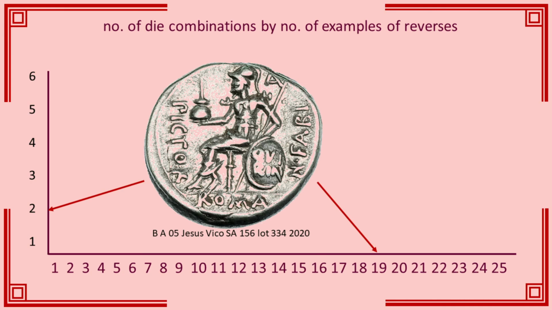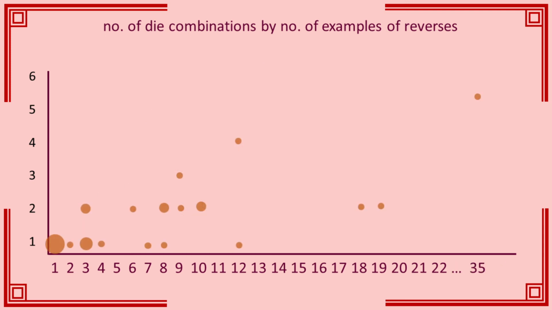This is a slightly more complicated plot of 3 pieces of information. Take, for example, the reverse marked A. There are 19 examples of this die known to me. It is known from 2 different die combinations, obverse A with reverse A and obverse B with reverse A. So we plot it here on a graph. But there might be other reverses which are known from exactly 19 examples and in exactly 2 different die combinations. So we use the size of the circle we plot to indicate how many. And the resulting chart looks like this.